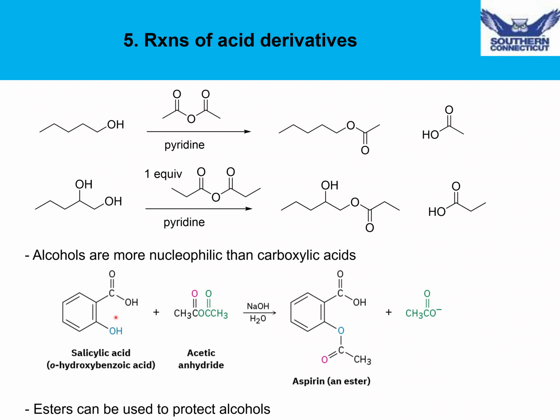Alcohols are more nucleophilic than the carboxylic acid hydroxyl group. And so in this example, if we use an acetic anhydride, only the alcohol is converted into an ester. As a side note, esters are sometimes used as protecting groups for alcohols.